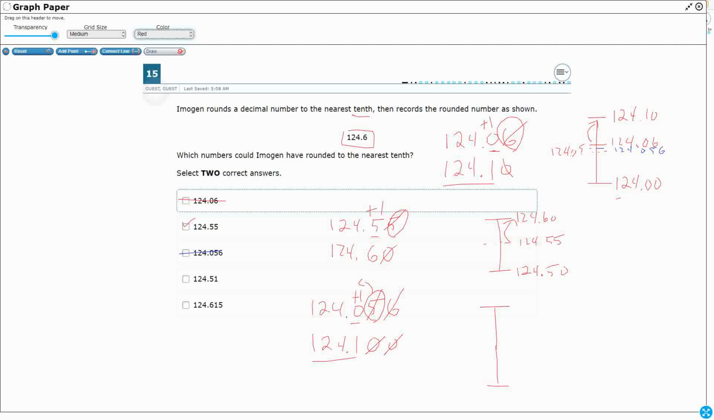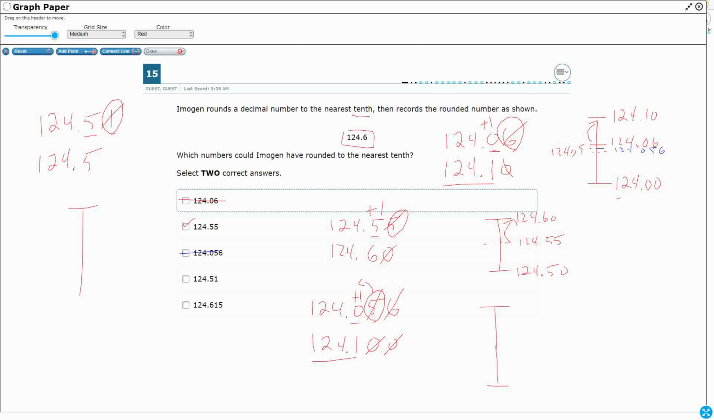All right, so let's check 124.51. 124.51, tenths place. Let's look next door. It's not five and up, so nothing's going to happen. That's just going to go away. The five stays the same, and it turns into 124.5. Doesn't do anything for us.